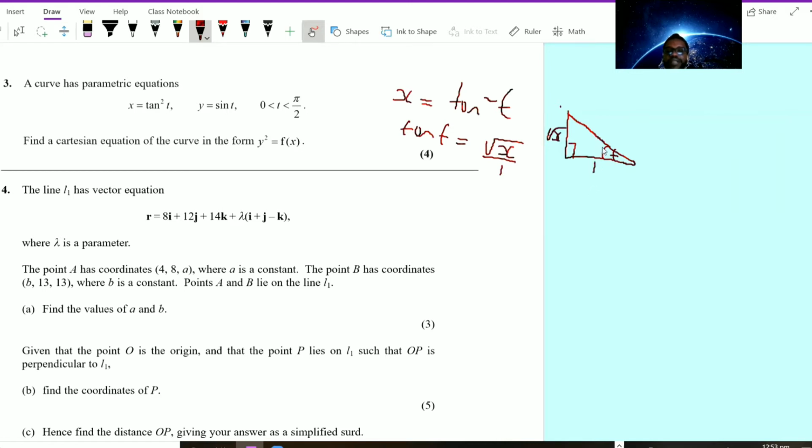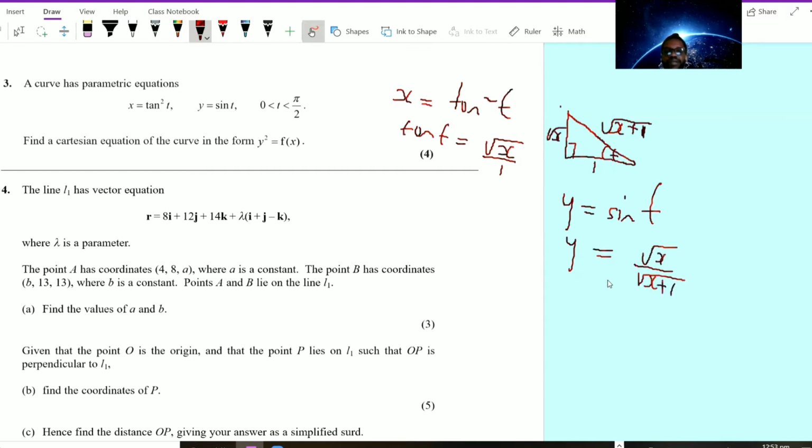Now, by Pythagoras' theorem, the hypotenuse will be the square root of the sum of the squares of the other two sides. And of course, if you square root x, it's just going to give you x. So x plus, if you square 1, you're going to get 1. All right. Now, y is equal to sine t. So y is equal to opposite. Sine is opposite over hypotenuse. So I'm going to have root x over root of x plus 1.